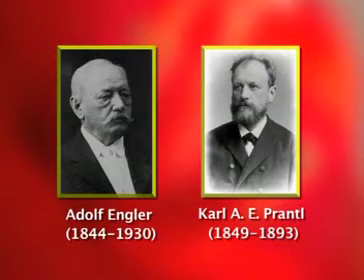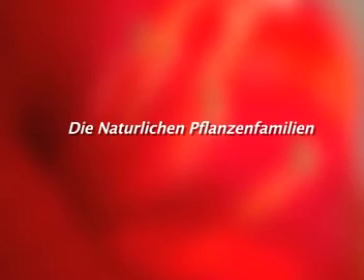Adolf Engler and Karl A. E. Prantl of Germany published an evolutionary system in their monograph Die Natürlichen Pflanzenfamilien. Their classification is based on evolutionary sequence as well as genetic relationships among different groups of plants. In addition to this, it employs as many taxonomic characters as possible.